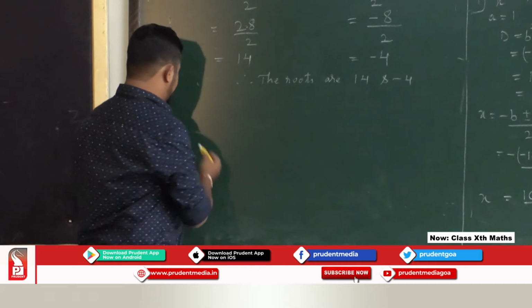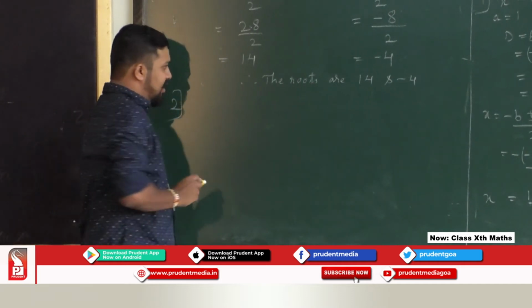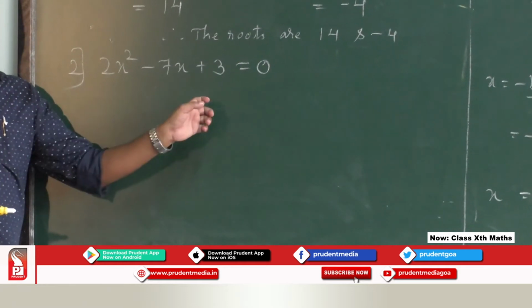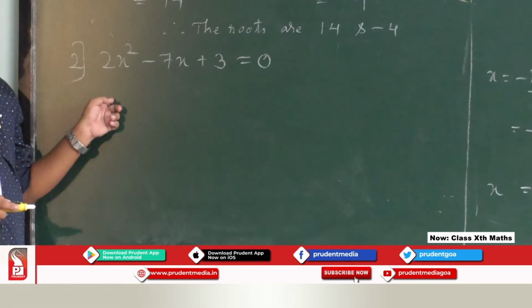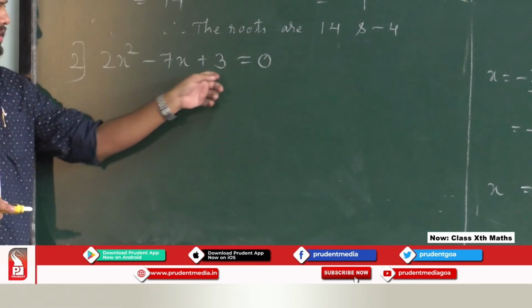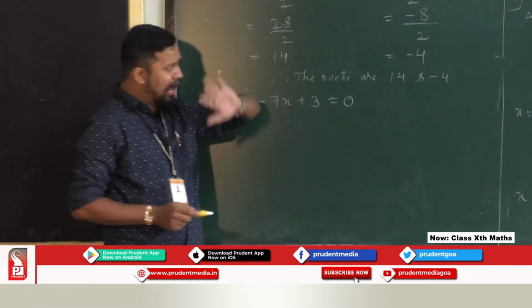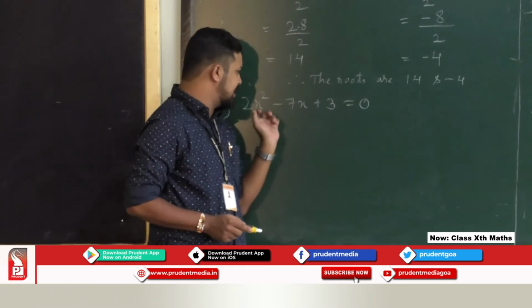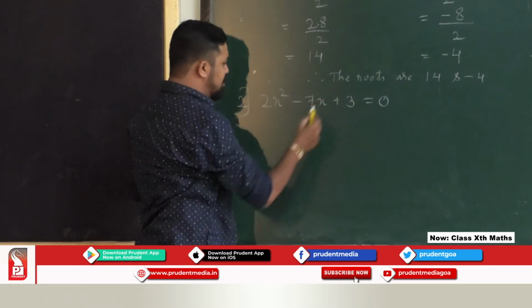I will do one more problem for you, so you will be more familiar there. Okay, I will take the second problem. If you tell me what is A, B and C, so A is 2, yes correct, B is negative 7, C is 3. It is not necessary to write this A, B, C. You can just find out what is A, B and C. Directly I use the formula now.